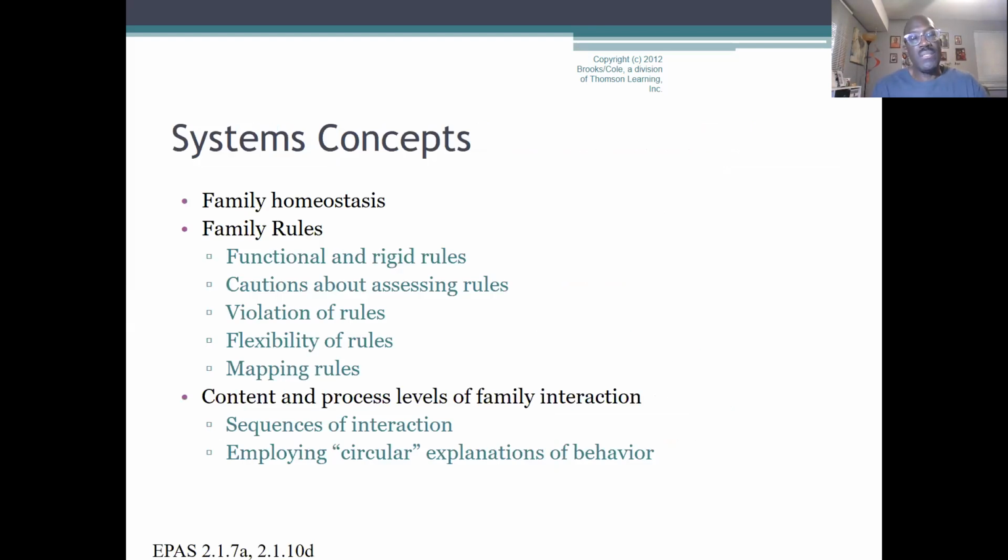So when we think about these systems concepts, we have to think about family and homeostasis. Basically, family homeostasis is just like the homeostasis that we learned about in biology. It's really about trying to maintain a constant state of balance, so that we don't want things to tilt too far to the right or too far to the left. And one of the ways that we maintain that balance is through the interaction of family rules, and then also looking at these particular types of interactions.